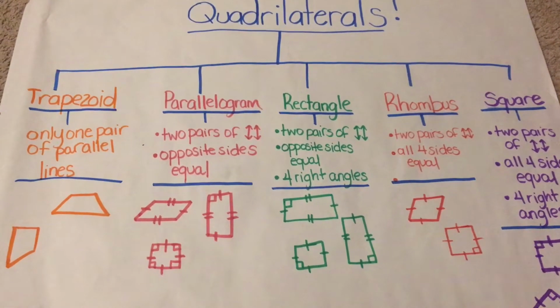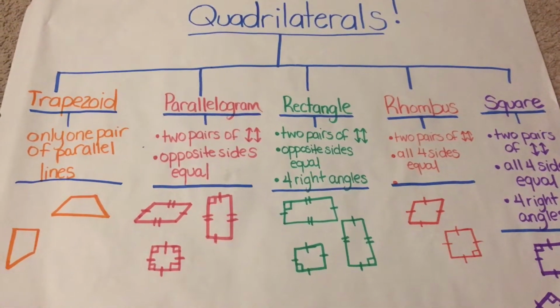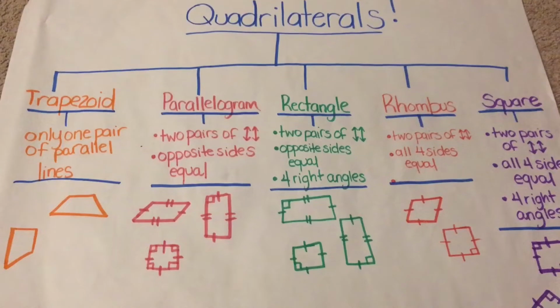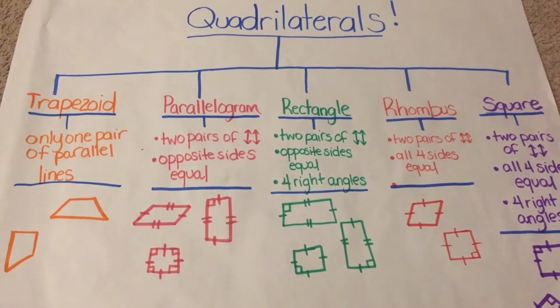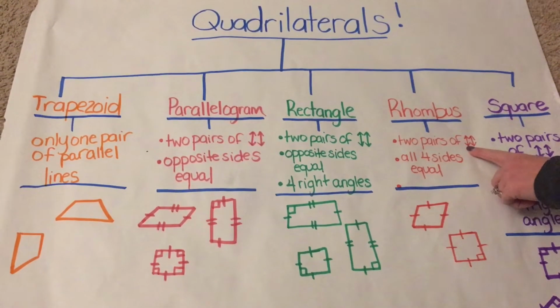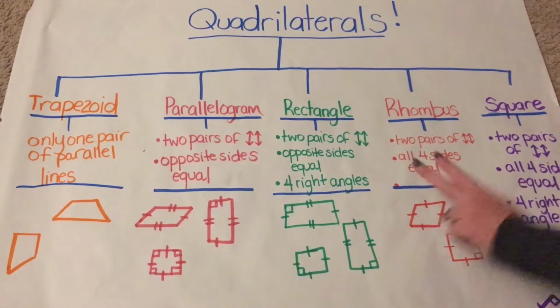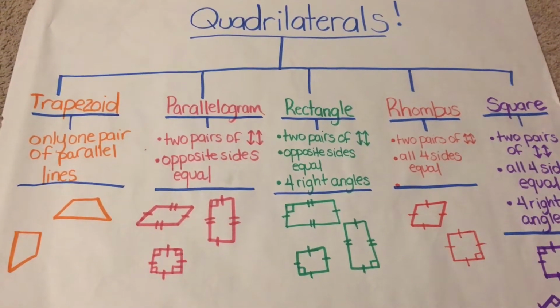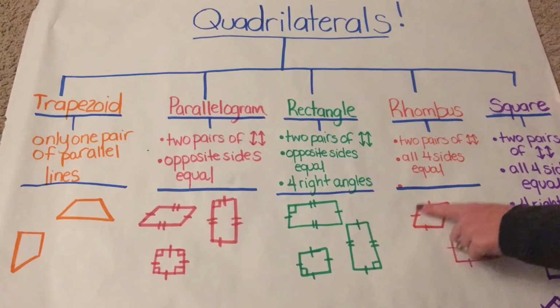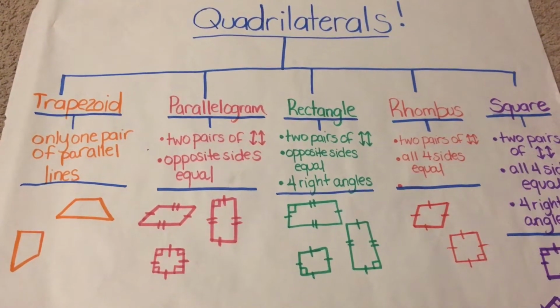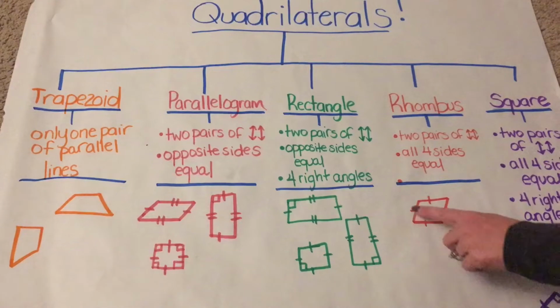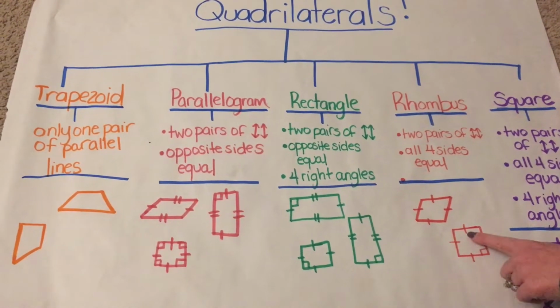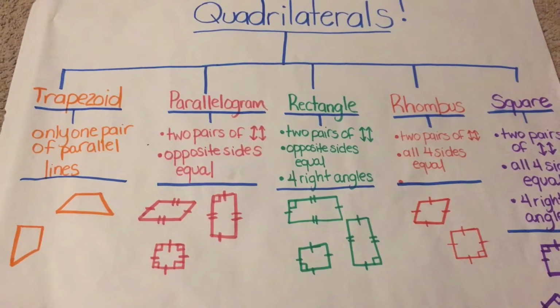Moving on, we have a rhombus. And I told you this was a doozy, so bear with me. A rhombus has two pairs of parallel sides, 1, 2, and all four sides must be equal, not just opposite sides. All of them have to be the same. So that's represented by the one dash line on all sides, as well as over here.